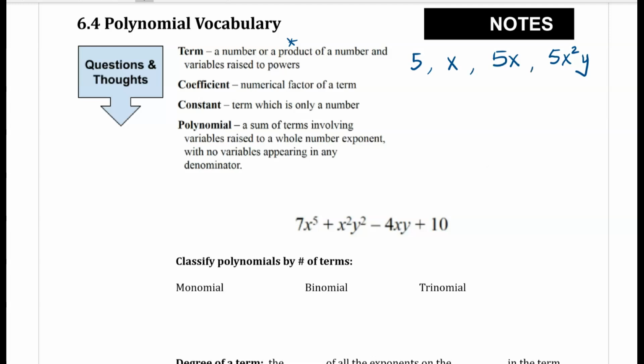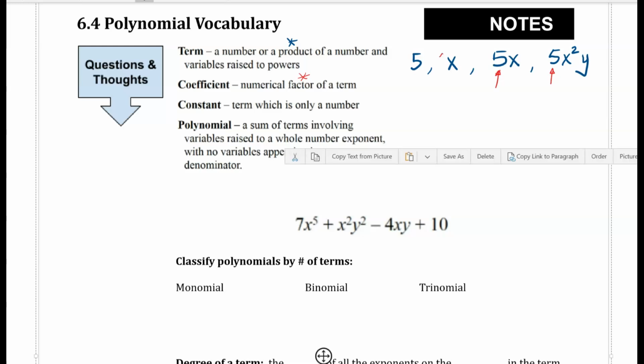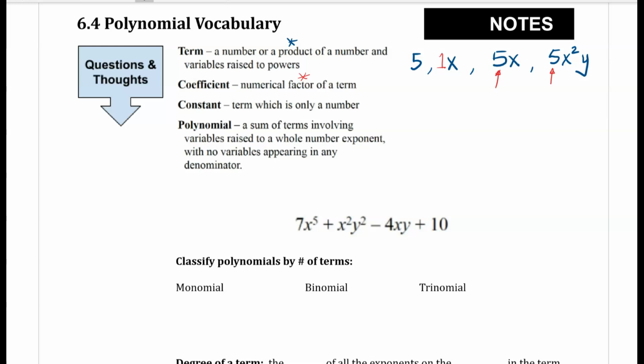A coefficient is a numerical factor of a term. Factor means multiply. So if you have a number multiplied by a variable, then the number part of that is a coefficient. So if I look at 5x, 5 is the coefficient. If I look at 5x squared y, those are all multiplied together, 5 is the coefficient of that term. If I have just the letter x, then it looks like there's no coefficient there, but the coefficient is understood to be 1. We have 1x, otherwise the x wouldn't be there. So the understood coefficient is 1.